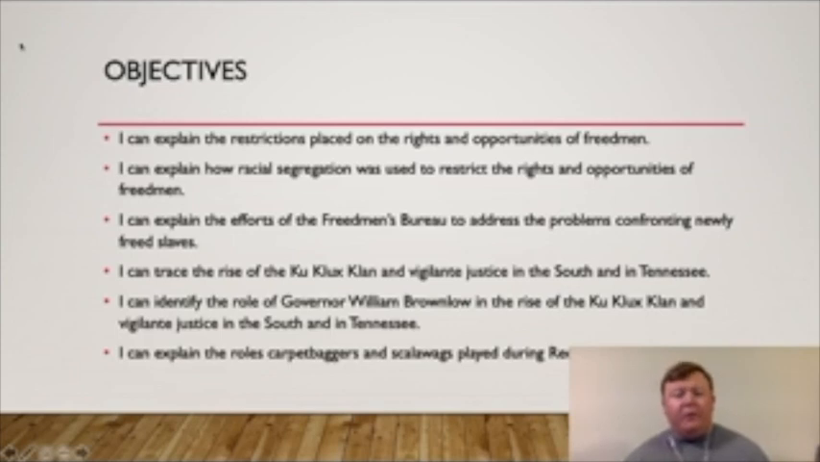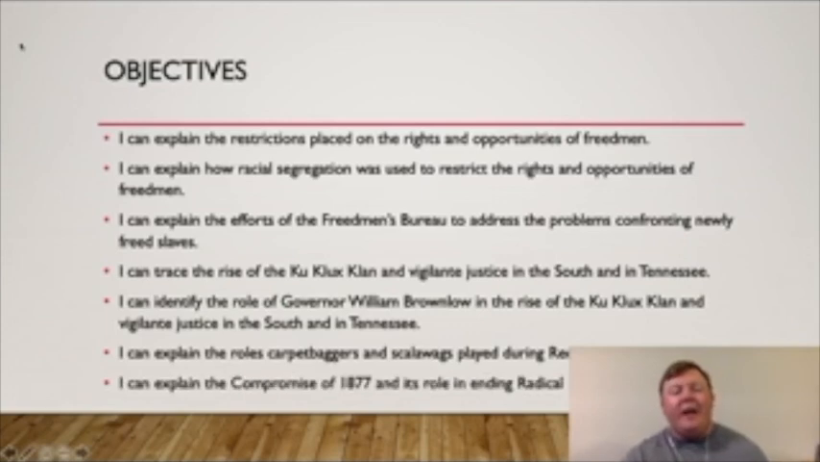We explained the roles of carpetbaggers and scallywags and the roles they played during Reconstruction. And we explained the Compromise of 1877 and its role in ending radical Reconstruction. Okay, so that gets us through Reconstruction, gets us through chapter 23 and the end of the book.